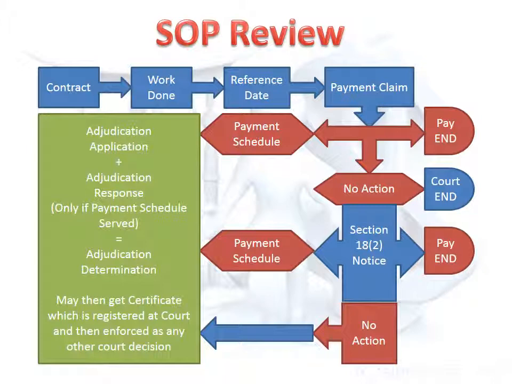The adjudicator has 10 business days from receipt of the adjudication response, or the date the response would have been due, to make the determination. The adjudicator makes the determination and the client has 5 business days to pay according to the decision. If the client fails to pay, the claimant may get an adjudication certificate from the nominating authority and register the certificate with the court as a judgment debt.